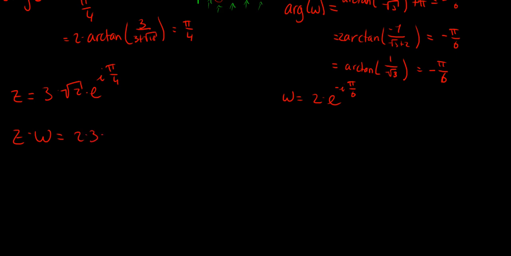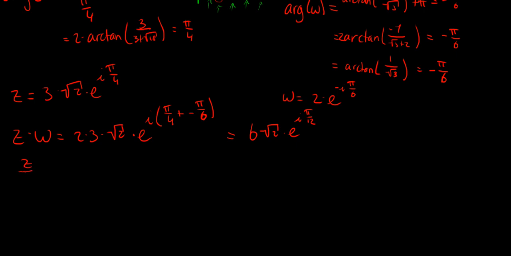Well, all we have to do right now for z times w is you multiply the distances, so we get 2 times 3 times square root of 2 times e to the power, and we just have to add these things. So you get I, and we open up the bracket, we get pi divided by 4 plus minus pi divided by 6. So we just have to add powers and multiply only the distances, which makes it way easier. And this answer is equal to 6 square root of 2 times e to the power I pi over 12.